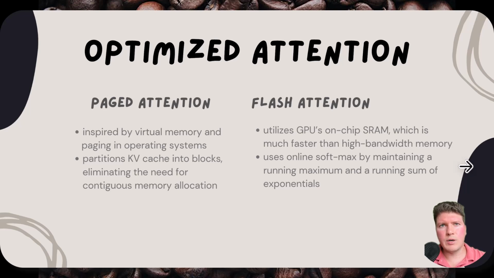This is combined with online softmax, which computes the softmax function independently for each block of the attention scores matrix, rather than for the entire matrix at once, by maintaining a running maximum and a running sum of exponentials.